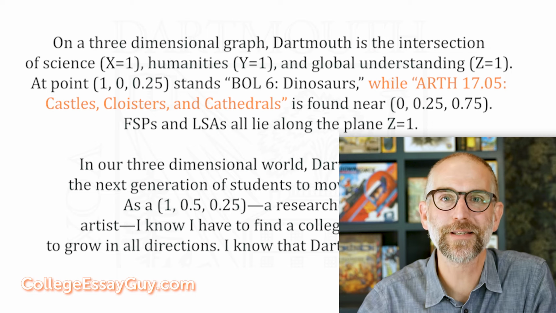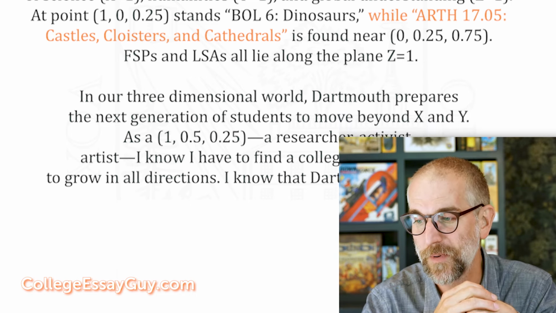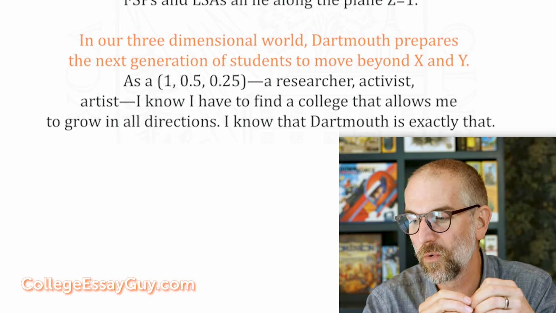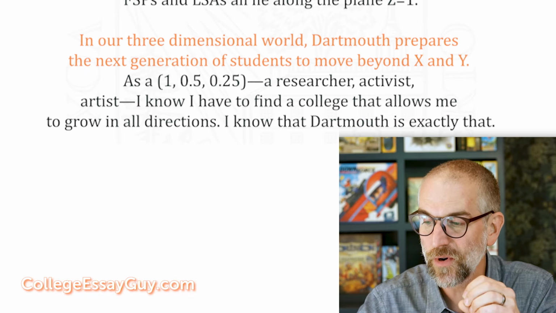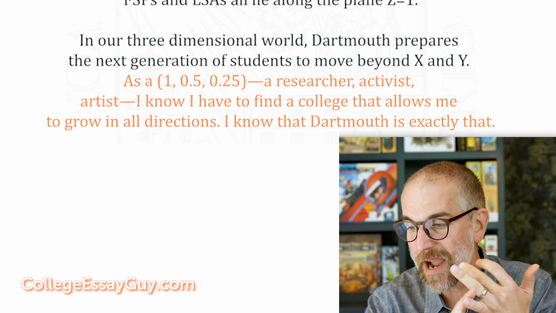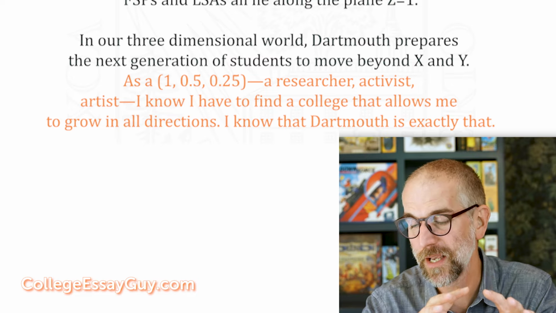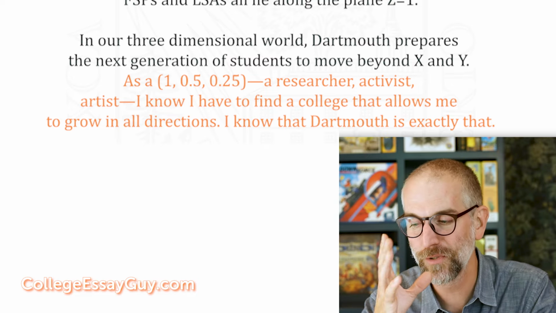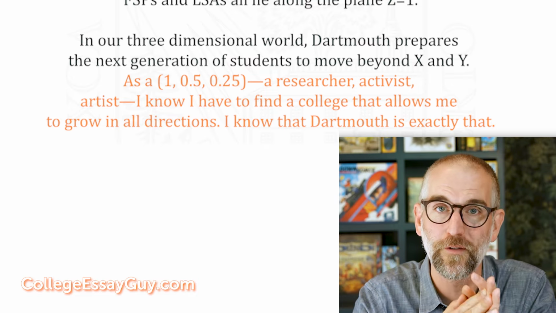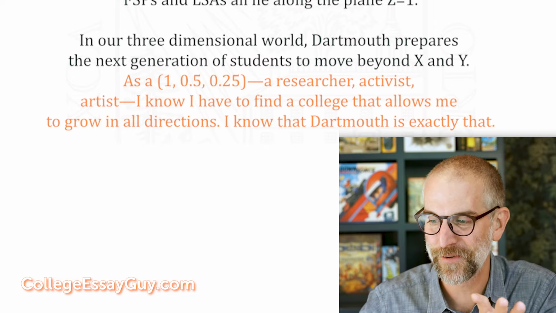So what she's basically doing is saying Dartmouth is interdisciplinary, which is good because she sets up for the next paragraph and it's super short. "In our three-dimensional world, Dartmouth prepares the next generation of students to move beyond X and Y. As a researcher, activist, and artist, I know I have to find a college that allows me to grow in all directions. I know Dartmouth is exactly that." So just lovely, beautiful. And oh, by the way, fun fact, she ended up reusing the structure for other Why Us essays that she was working on.